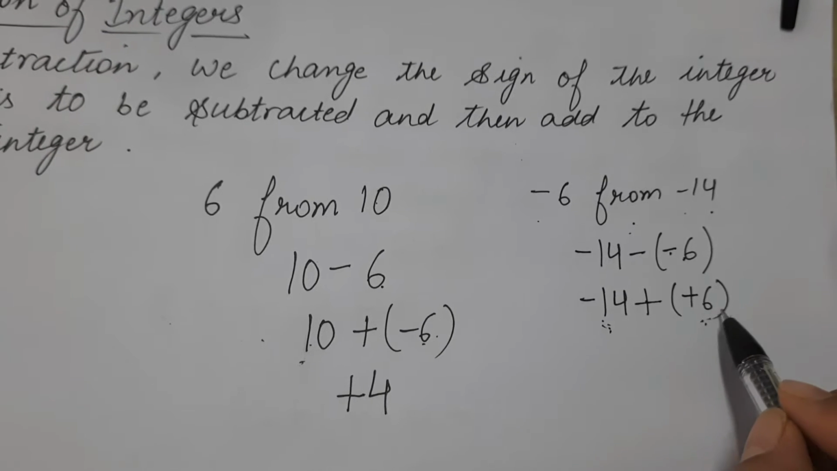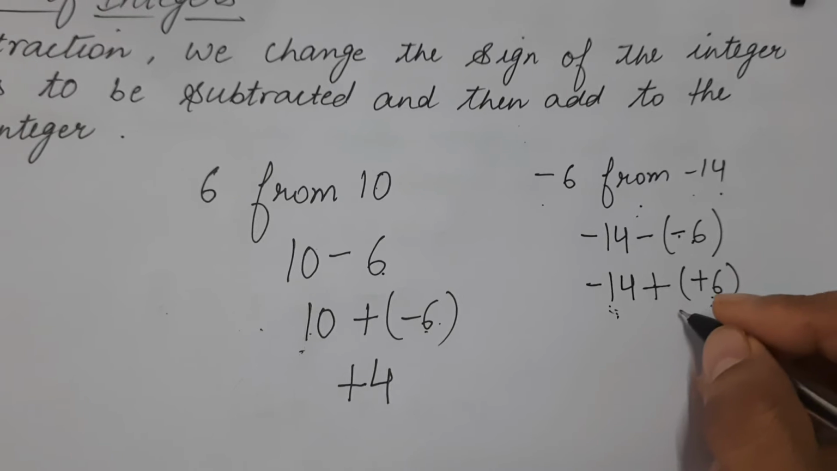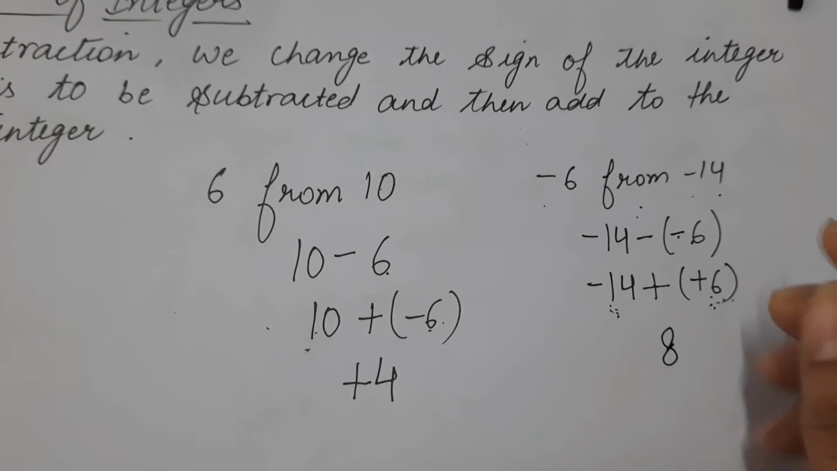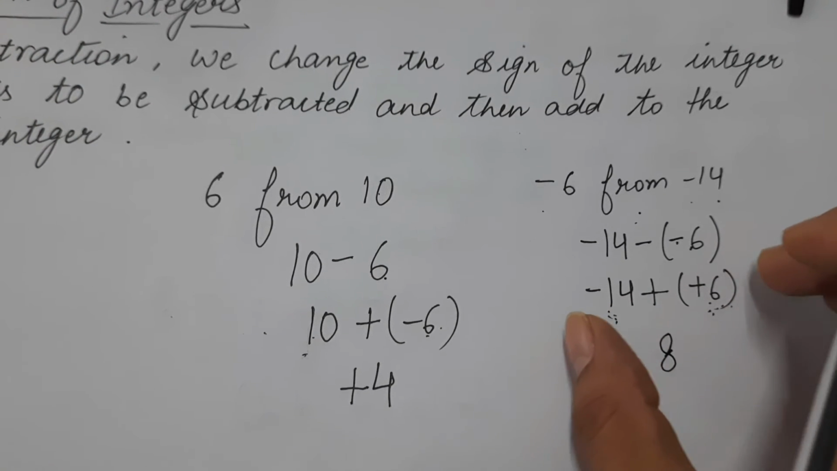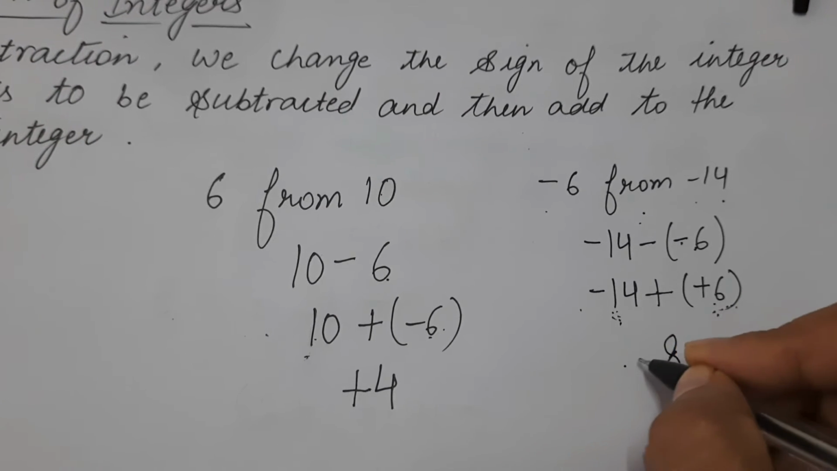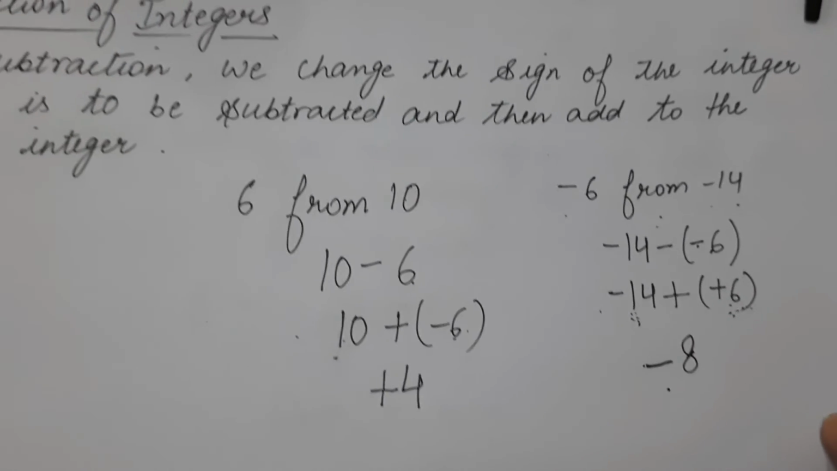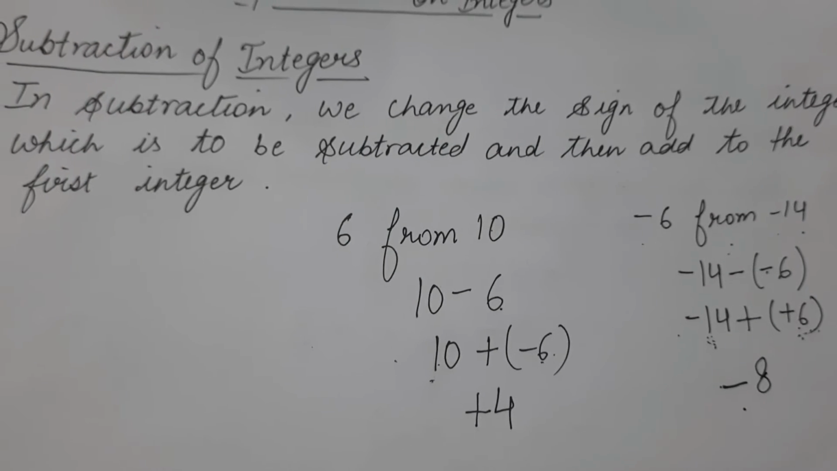In this case we will subtract the integers. It will be 14 minus 6 is 8, and the sign will be that of the integer whose absolute value is greater. 14 is greater than 6, so your answer will be negative. Okay, the sign will be minus. So this way you will subtract the integers.